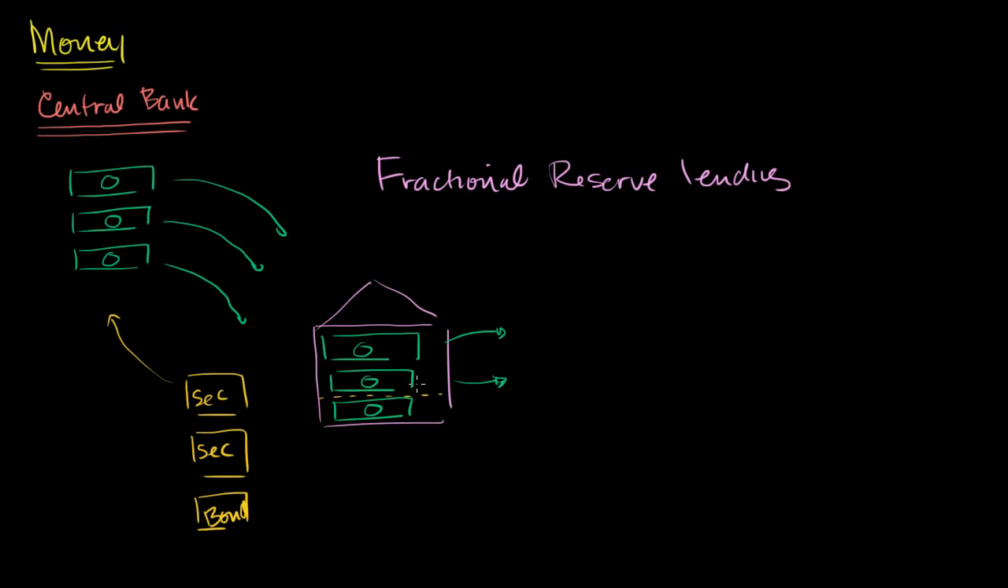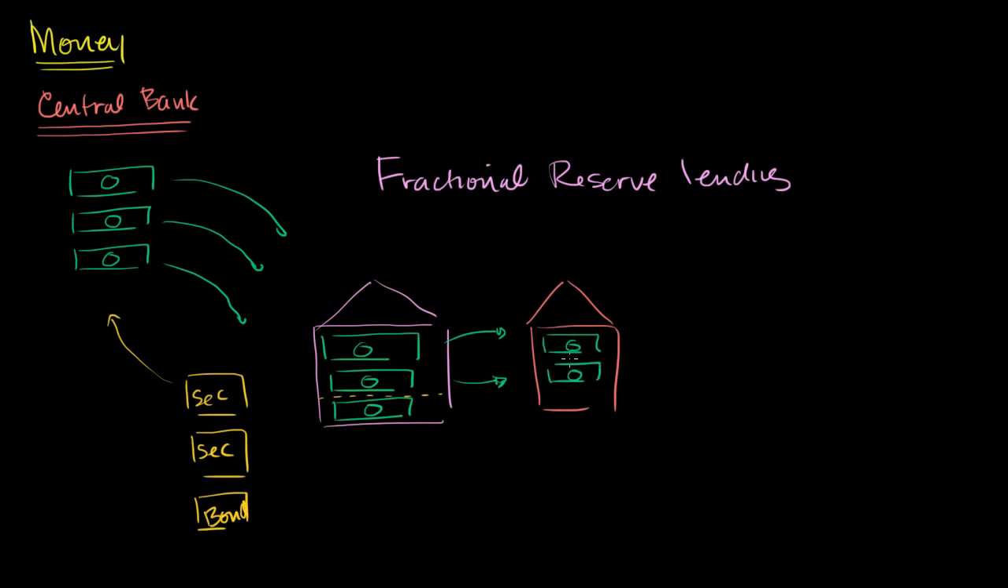They buy a factory, or they buy a car, or they do something with it. And whoever they bought that new thing from, those people now have the money, and they will deposit it into a bank. And so this newly lent money will then end up in perhaps another bank. It could even be the same bank.